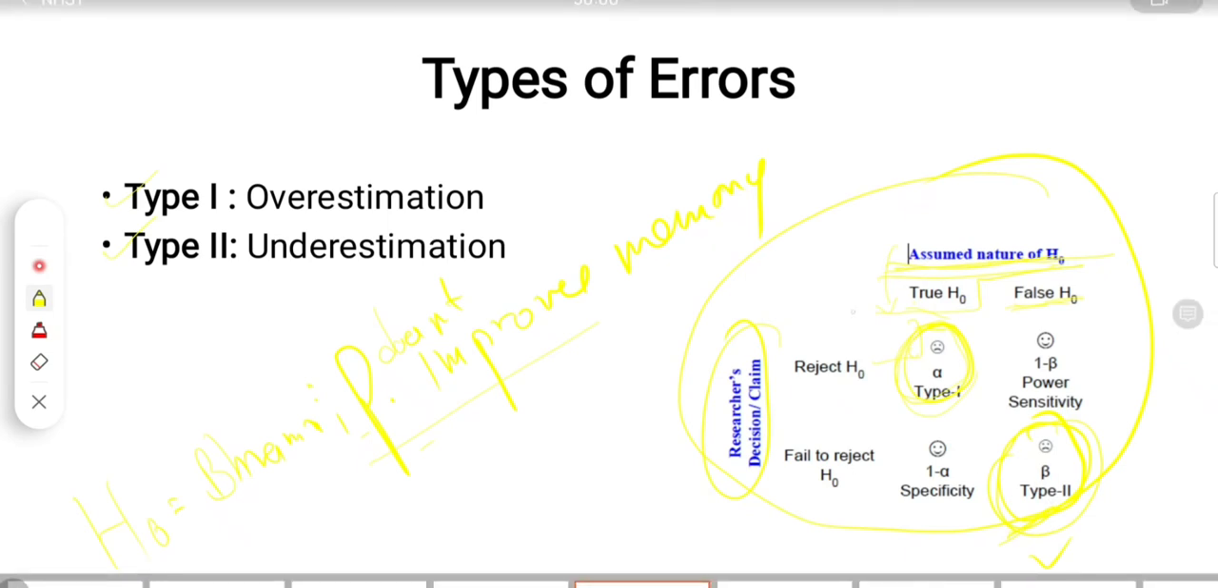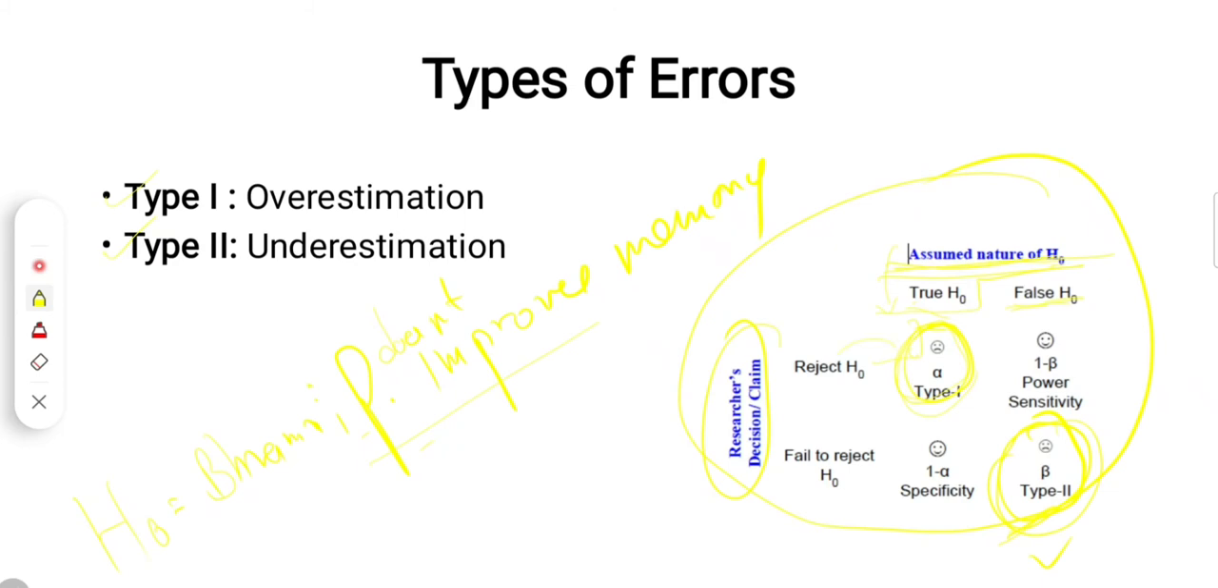And when research is true but the researcher rejects it, that's called a type 1 error, okay. And these are the different conditions: when research is wrong and the researcher rejects it, that's called the power or sensitivity, given by 1 minus beta. And when research is true and the researcher accepts or fails to reject, that's called specificity, okay. So these are two errors and these are two specific conditions, okay.